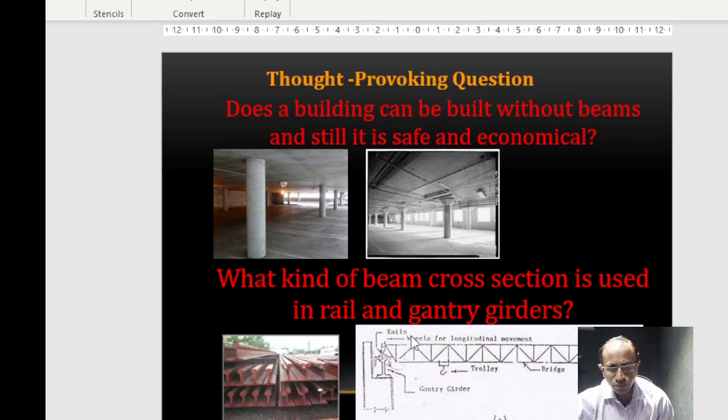Similarly, what kind of beam cross section can you use in rail girders, which are called tracks? Mostly an I kind of cross section of beams is used, and for gantry girders a combination of I section and channel section is used. So these are some additional information given on beams.